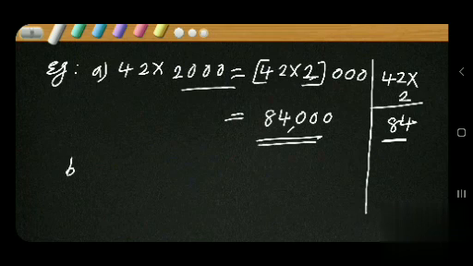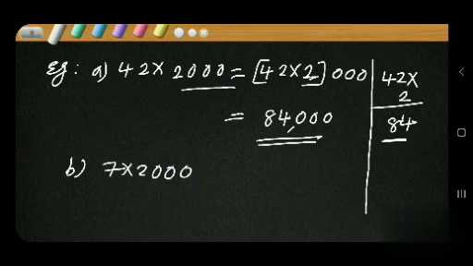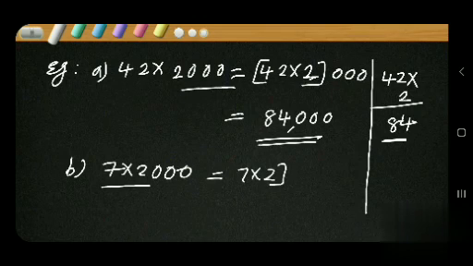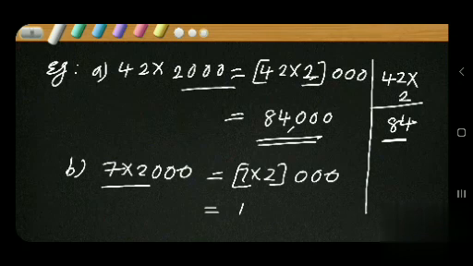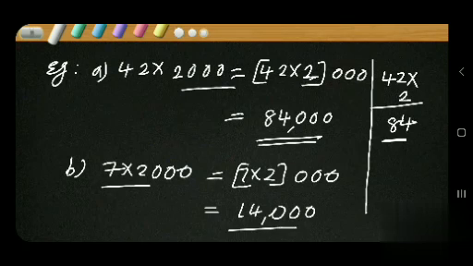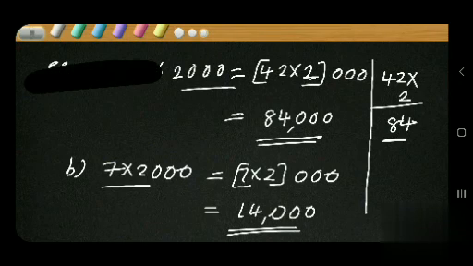Got it? Second one, 7 into 2000. How to multiply 7 into 2000? Yes, first 7 into 2. Then with this answer, how many zeros? Yes, 3 zeros. 7 twos are 14 and 3 zeros. How to read this number? 1s, 10s, 100s, 1000s, 10,000s, 14,000. Got it? Any doubt? Okay.